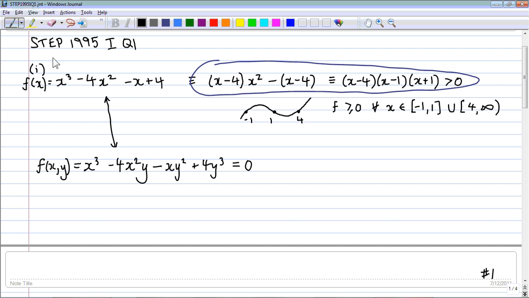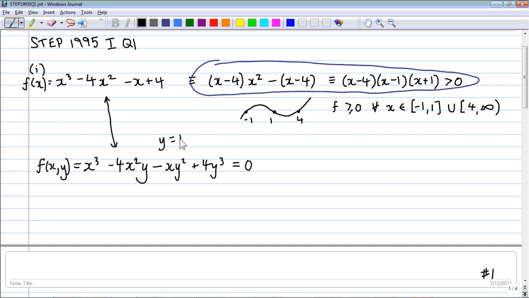Why? Because if we examine the coefficients of this cubic, 1, minus 4, minus 1, 4, we've got the same, 1, minus 4, minus 1, 4. Which means that, well, is this really the same problem? Certainly if we substituted y equals 1, we would get the same equation, wouldn't we? Yeah. We would get the same equation.